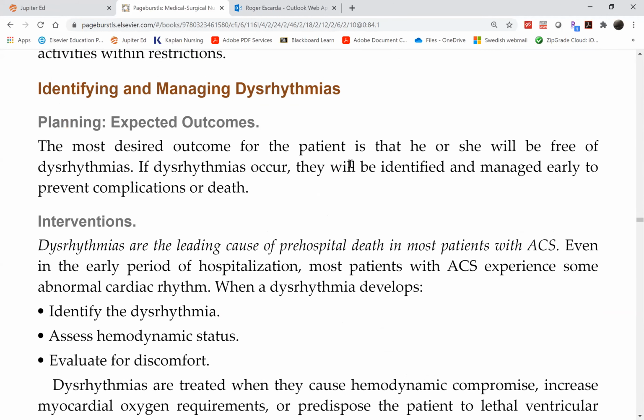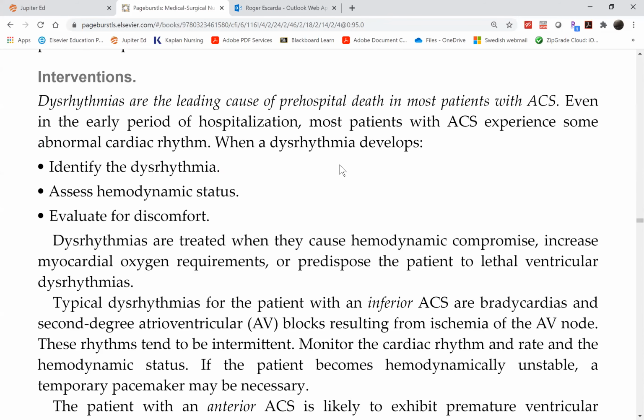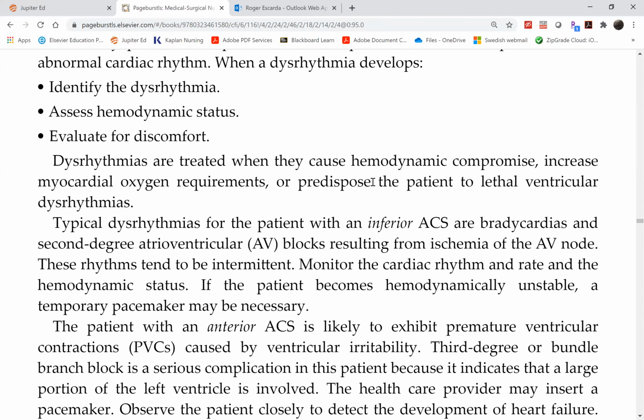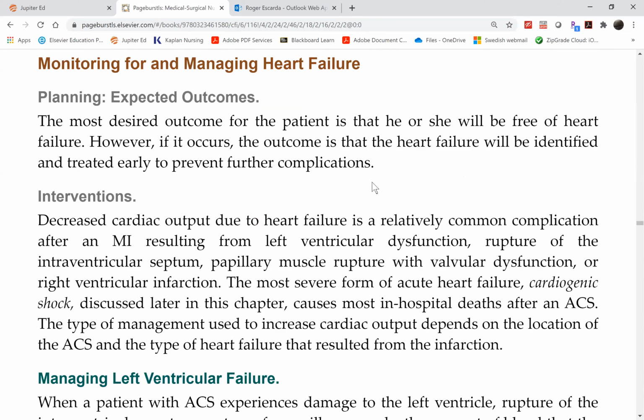Dysrhythmias we can skip because we will do this extensively in chapter 34. And heart failure, we already did this in chapter 35, at least you guys did in semester 3, so I'm not repeating this.